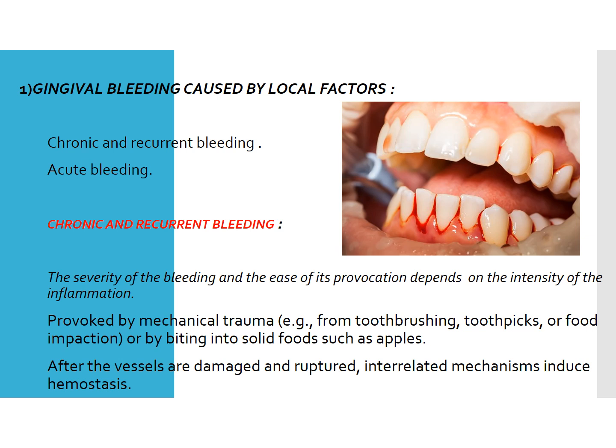As the name indicates, it is due to a chronic cause, or recurrent bleeding is due to frequent provocation by any factors. So the severity of bleeding and ease of its provocation depends on the intensity of inflammation. So when there is gingivitis, there will be bleeding on probing. This can be provoked by mechanical trauma like toothbrushing, toothpicks or food impaction, or by biting into solid food such as apples. After the vessels are damaged and ruptured, interrelated mechanisms induce hemostasis.